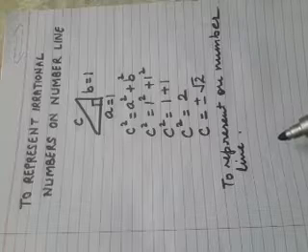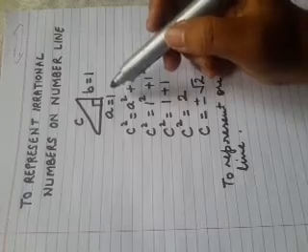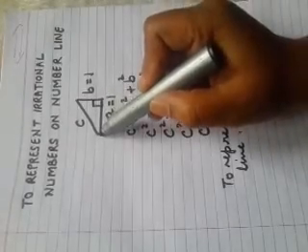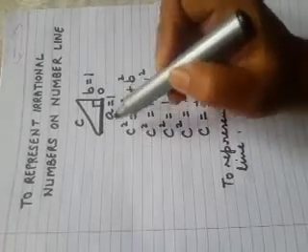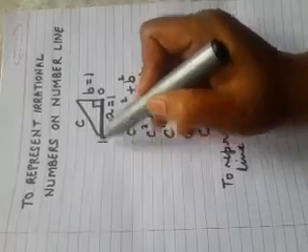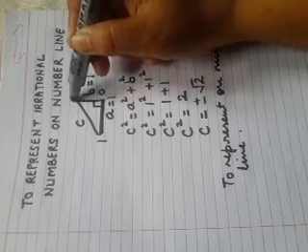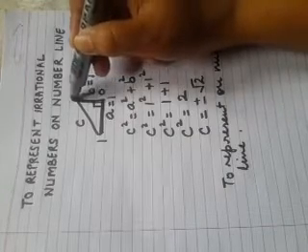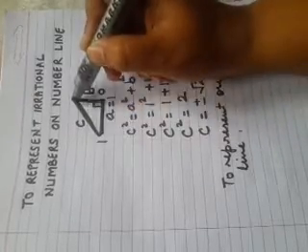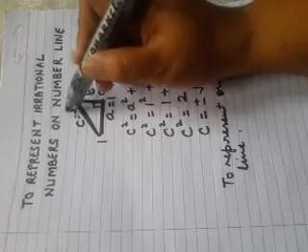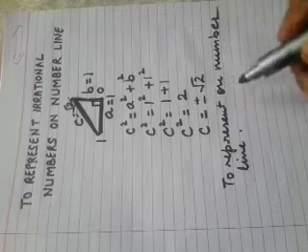What we have to do to represent root 2 on number line? We will be using the concept of Pythagoras theorem, that is, if the horizontal distance from 0 to 1 is 1 unit, then we will be taking 1 unit as the perpendicular distance, and the hypotenuse of this triangle, this distance C, will be equal to root 2. So let us draw it on the number line.